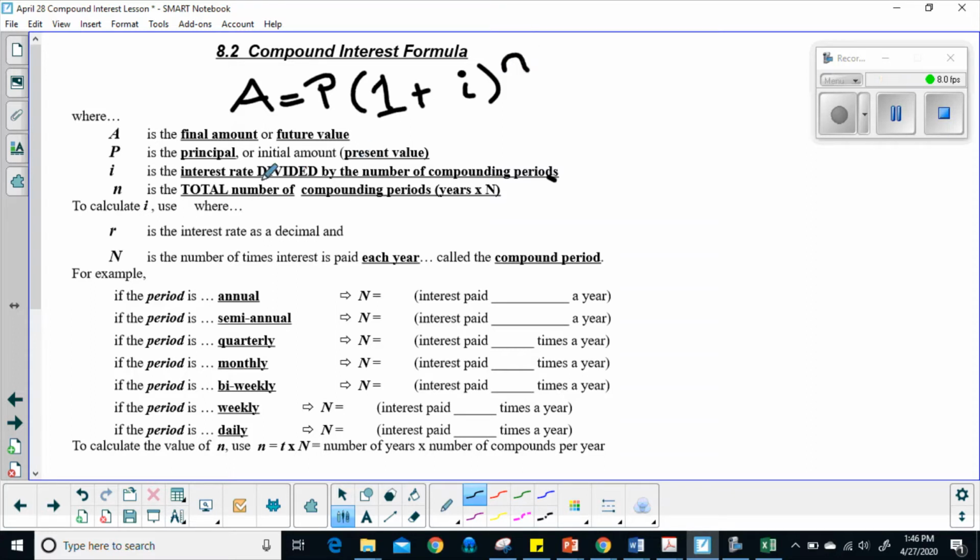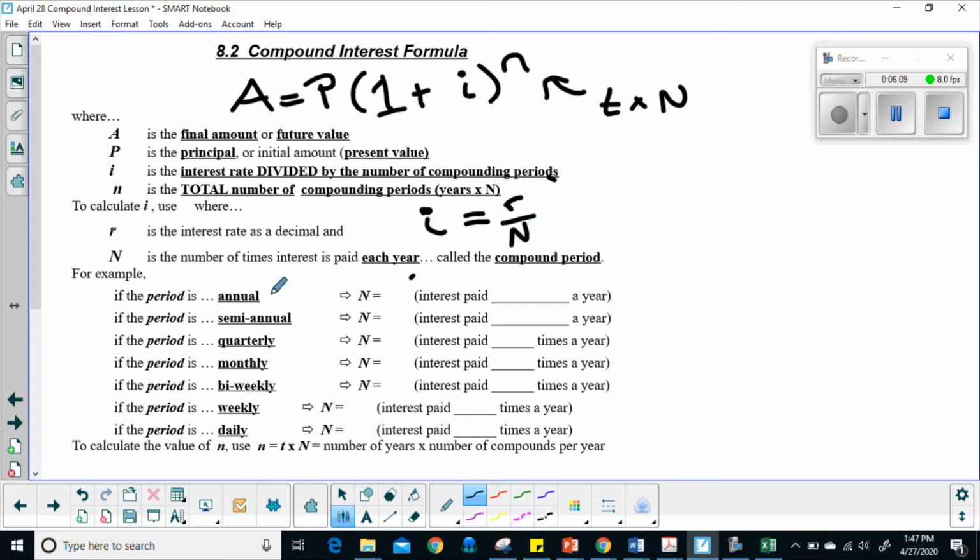And n is going to be my total number of compounds, so the number of years times how often it happens in a year. So R is the interest rate as a decimal. N is the number of times interest is paid each year, so that's my compounding period. So my I is going to be equal to R over N. Time is included in this exponent here, so my exponent is my time times my number of compounds in a year.